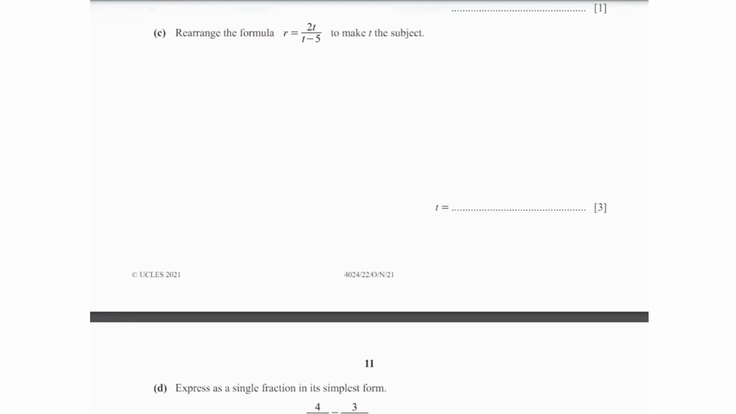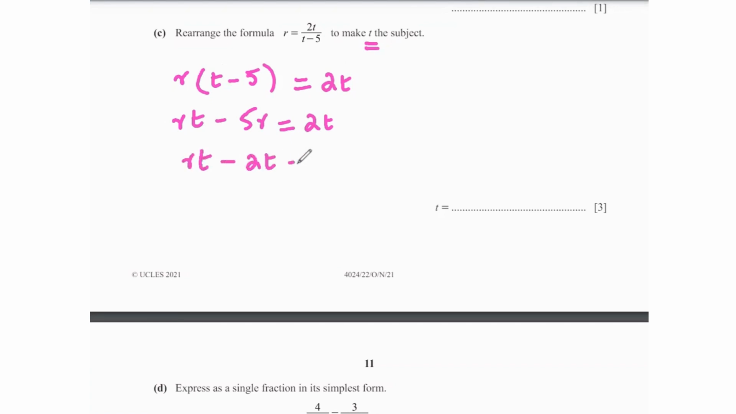Rearrange the formula r equals 2t over t minus 5 to make t the subject. First, we begin with cross multiplying to get rid of the fraction. So we'll have rt minus 5r equals 2t. Since we have to make t the subject, we collect the terms with t on one side. So it's going to be rt minus 2t equals 5r.